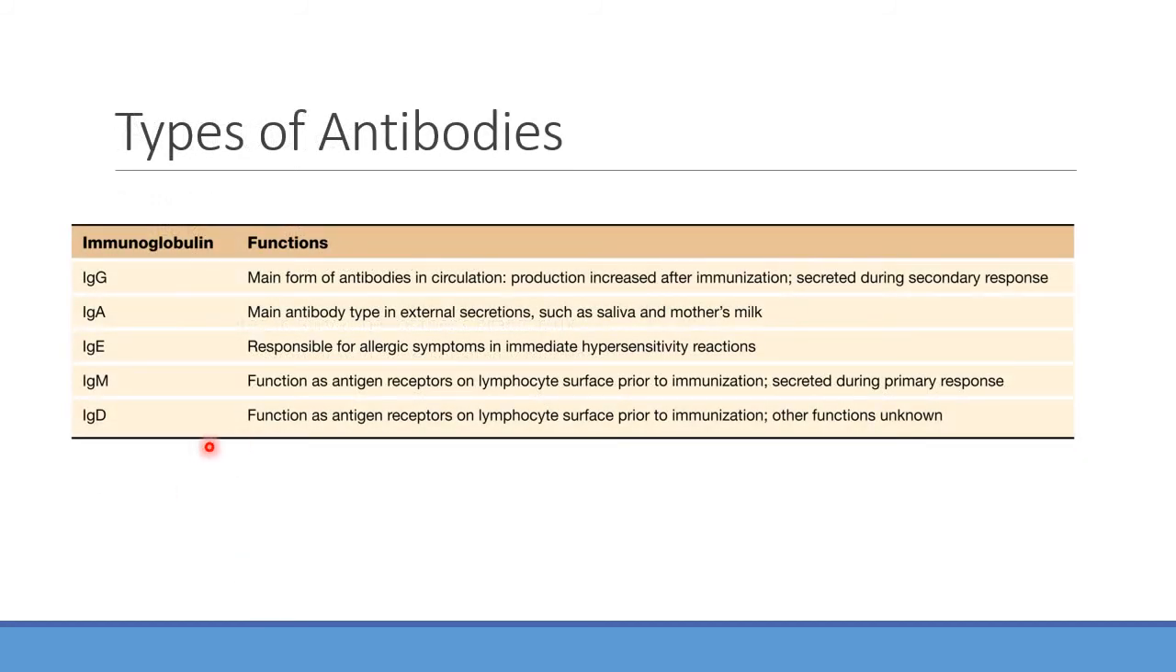Again, we also mentioned IgD. This is typically going to be located on certain lymphocyte surfaces prior to immunization. Again, we don't use this one. This one doesn't come up as much clinically, but definitely knowing G, A, E, and M are going to be pretty ample ability to test on that sort of thing. So know those for sure. Again, D is not as clinically relevant for our purposes.